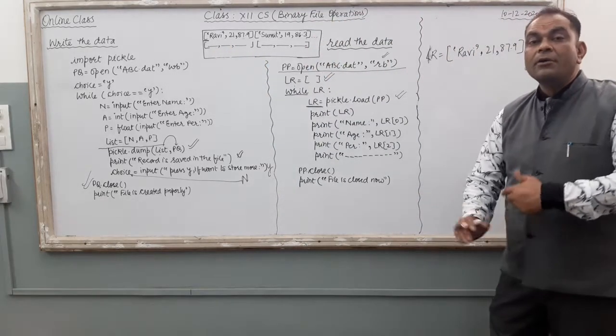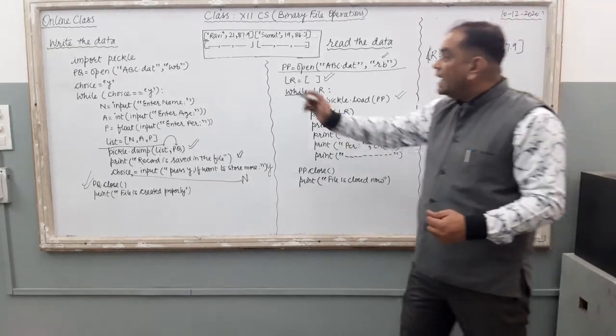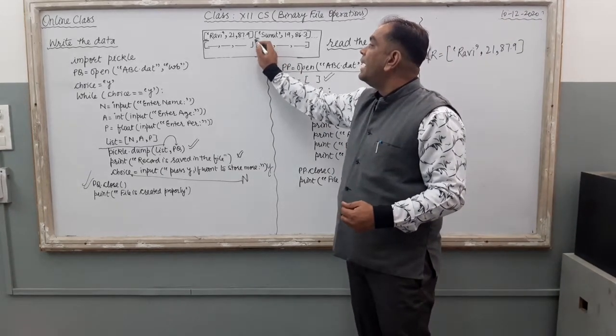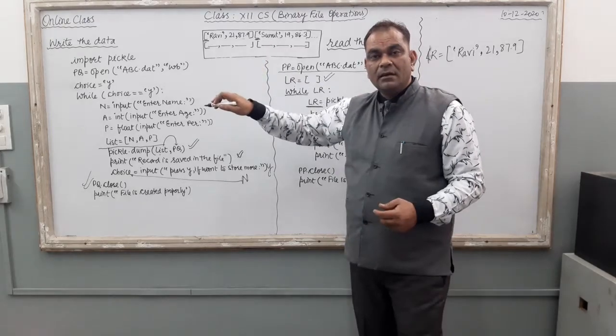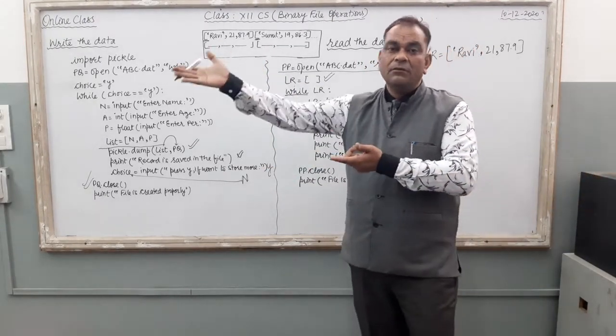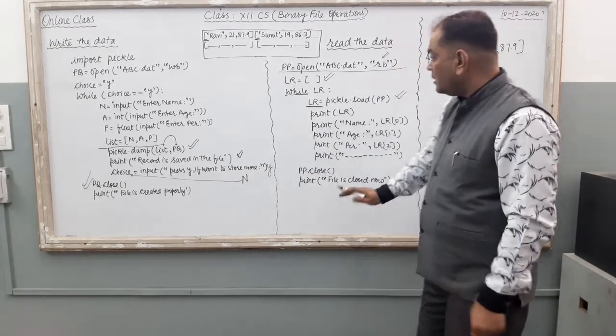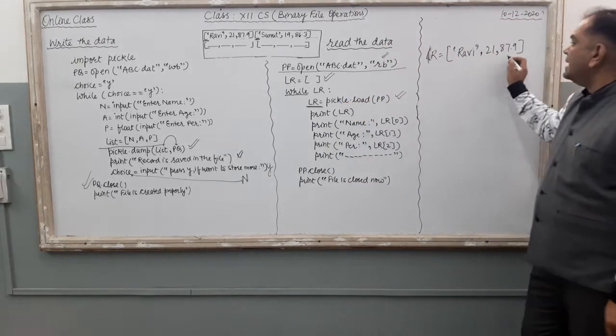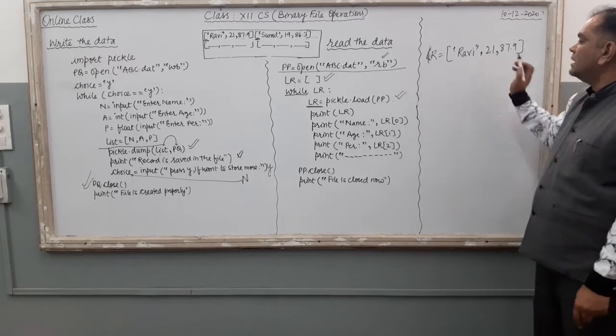Right? Once your computer reads the first object, the file pointer is shifted to the beginning of the second object. And once your computer reads the second object, the file pointer is there at the beginning of the third object. Done? So LR holds this data now. When you execute this line, LR holds this data now.